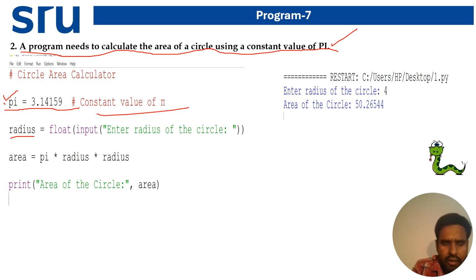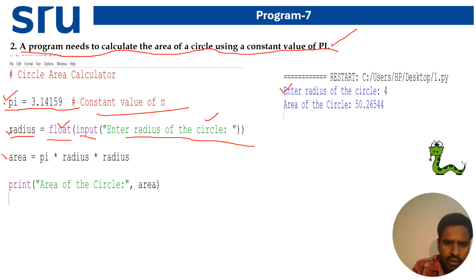To take the radius you can take any variable, no problem. Now taking float. Float data type means decimal data type. Now I'm going to input the radius of the circle. I'm asking the user, please enter the radius of the circle. So this message will be displayed: Enter the radius of the circle.